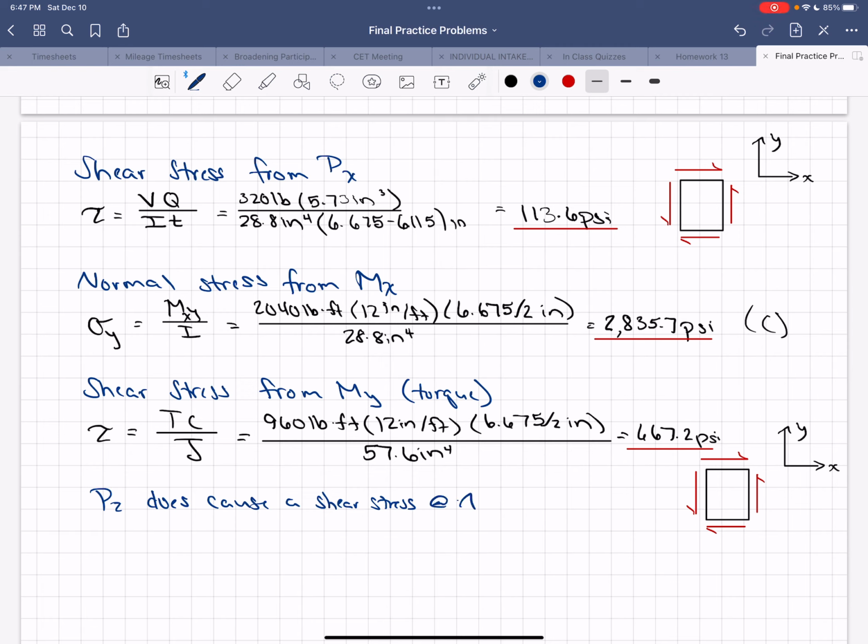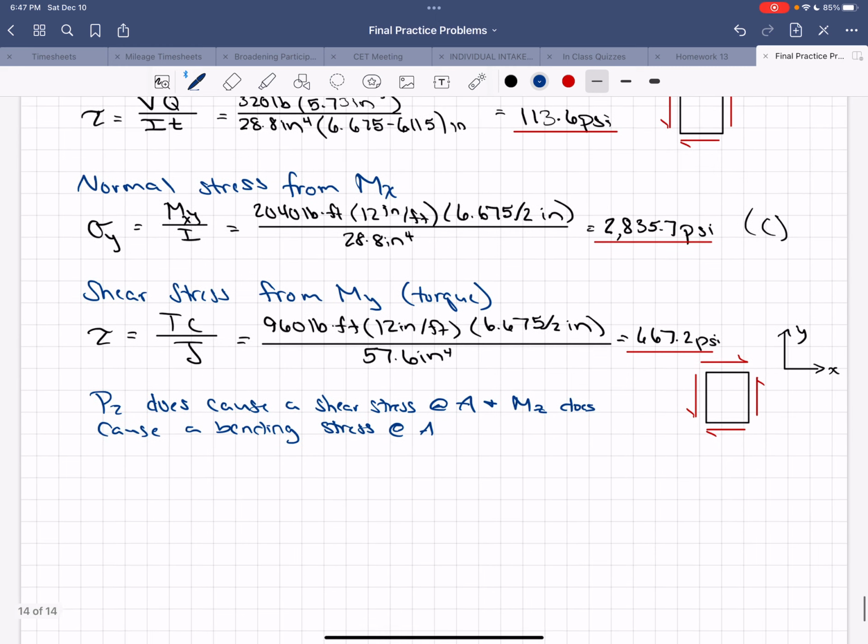at A. I demonstrated that in the last video and in class a number of times. And the moment about Z does not cause a bending stress because A is at the neutral axis for that moment at A. But if we were looking at B, those two would be in play.